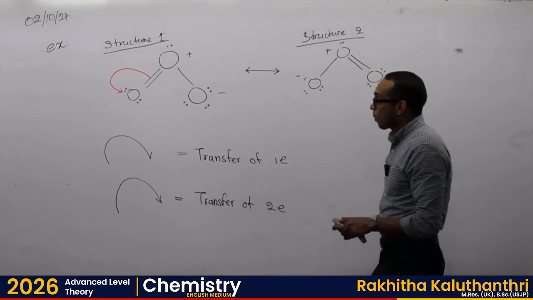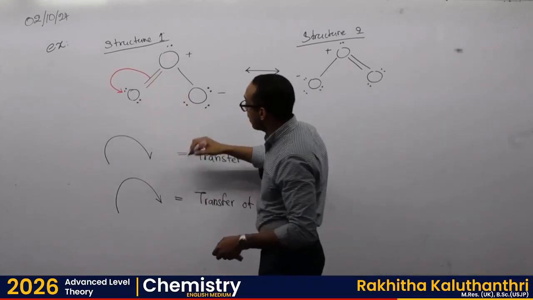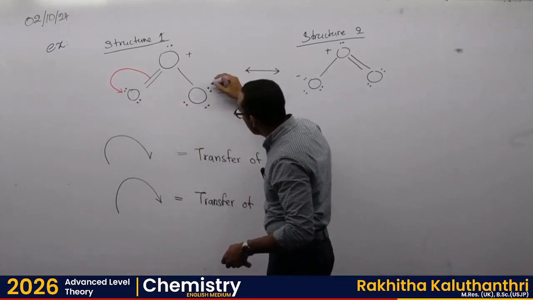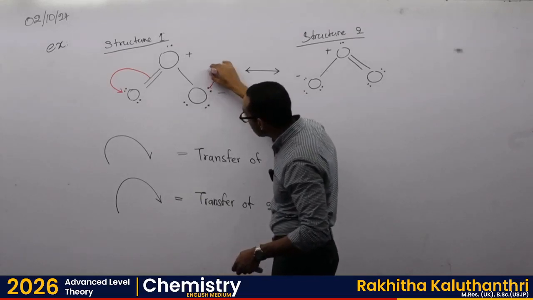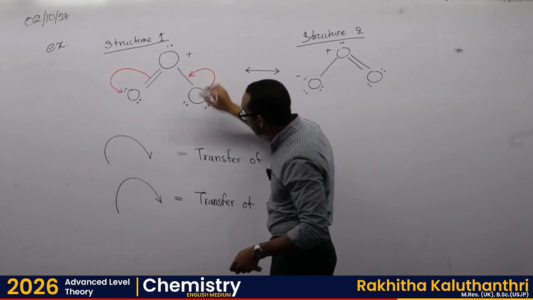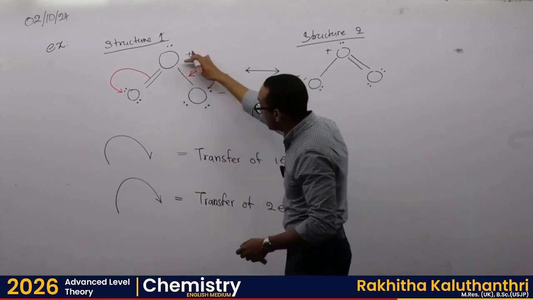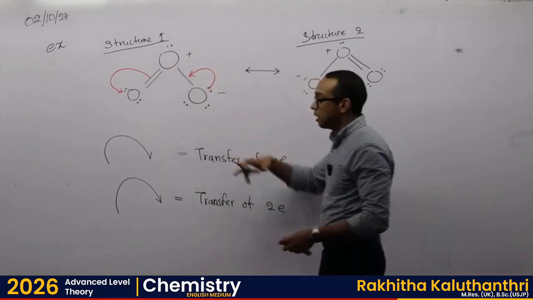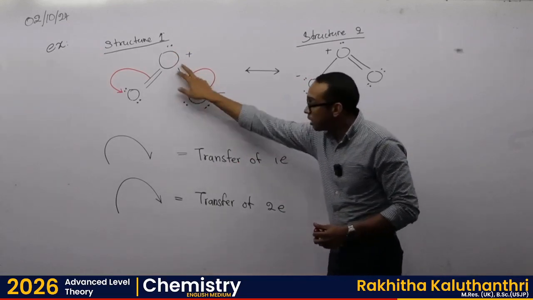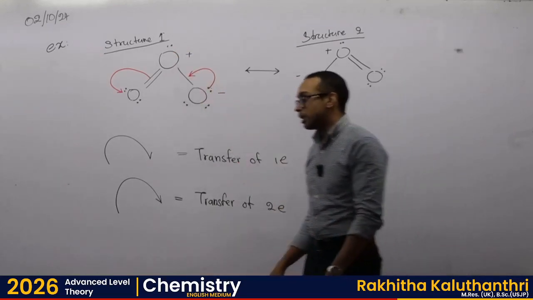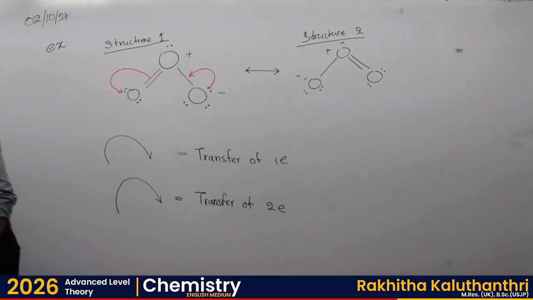Right. So when that is happening, another thing that has taken place is that one of the lone pairs of this oxygen has been transferred between this oxygen and this oxygen, indicating that this lone pair has turned into a bond electron pair. That lone pair has turned into a bond electron pair.